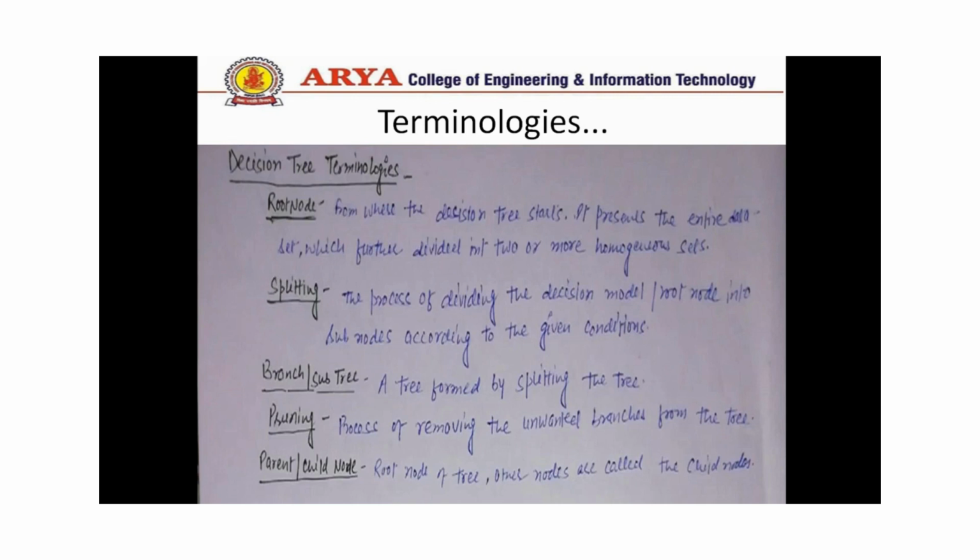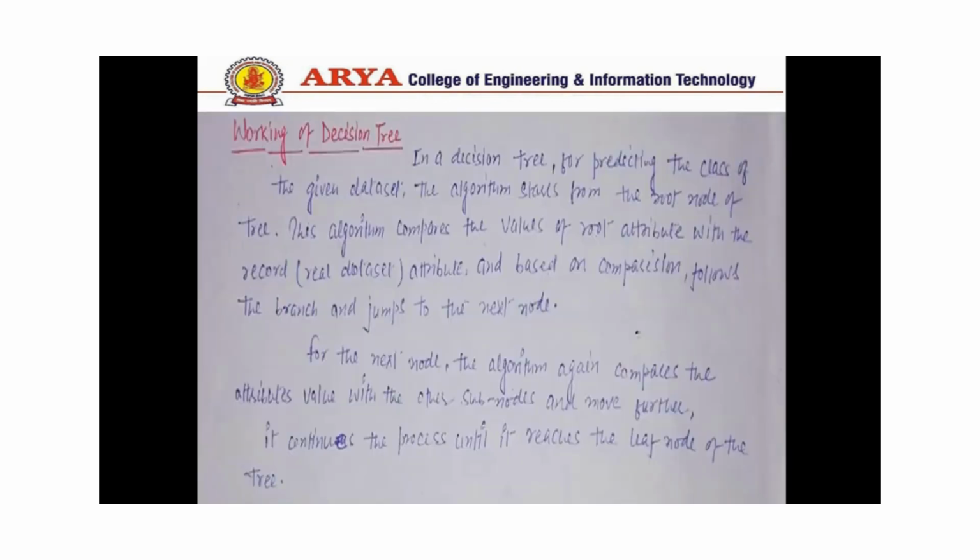Now there are some terminologies related to decision trees. We have root node, splitting, branch, pruning, and parent or child node. The root node is the parent or starting node of the tree. Splitting is the process of dividing the root node into subnodes according to the given conditions. Branch or subtree is a tree formed by splitting the tree. Pruning is the process of removing unwanted branches from the tree. Parent or child node: the root node of the tree is the parent node, and the other nodes are called child nodes.